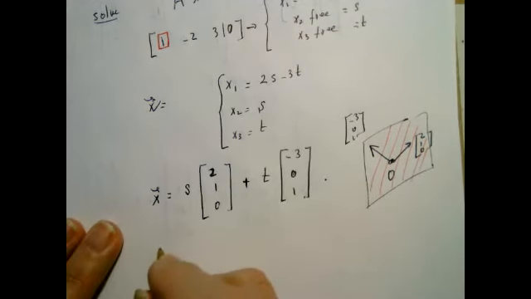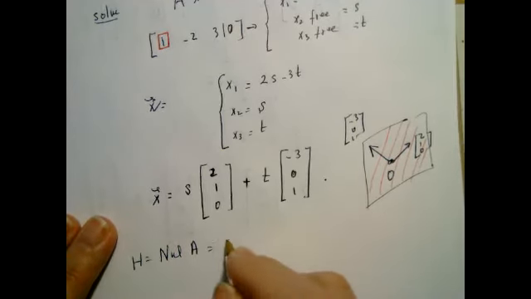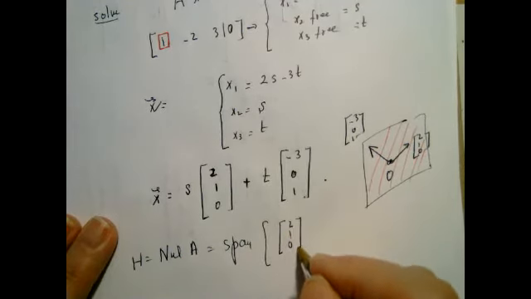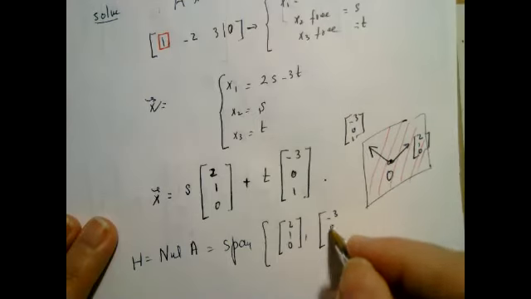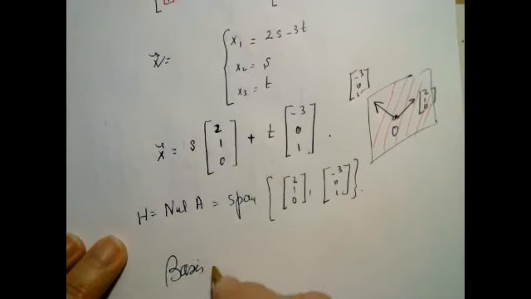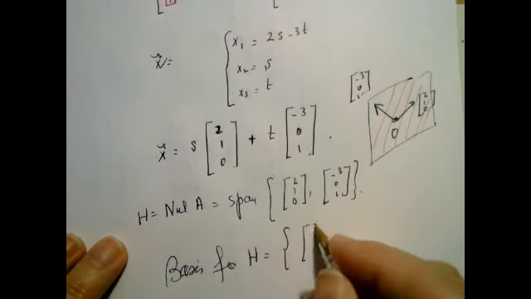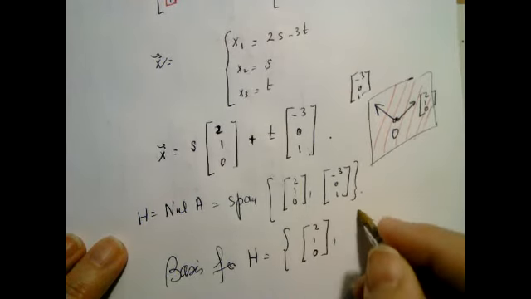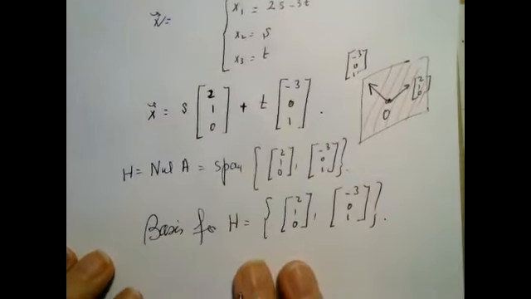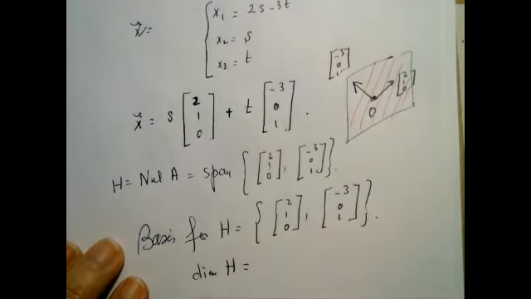So it means that the null space of A, which is my subspace, is nothing more than the span of those two vectors. And those two vectors are linearly independent. So the basis for my H is (2, 1, 0), (-3, 0, 1). That's a basis. And the dimension of H, which definitely fits your intuition now.